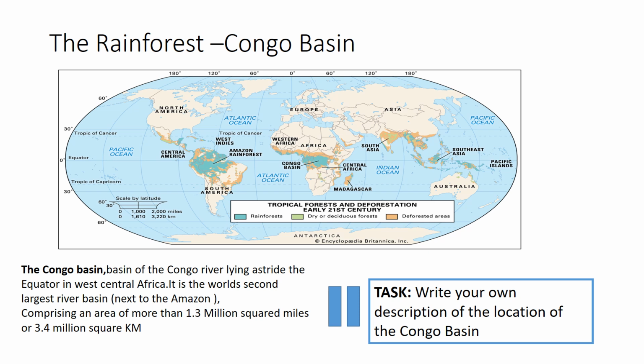The Congo River Basin and rainforest are located in Central Africa along the equator. It spans 6 countries: the Cameroon, Central African Republic, Democratic Republic of Congo, Equatorial Guinea and Gabon. It is the world's second largest rainforest next to the Amazon, comprising of an area of more than 3.4 million square kilometres. It is home to over 10,000 species of plants and animals, 30% of which are unique to its location.